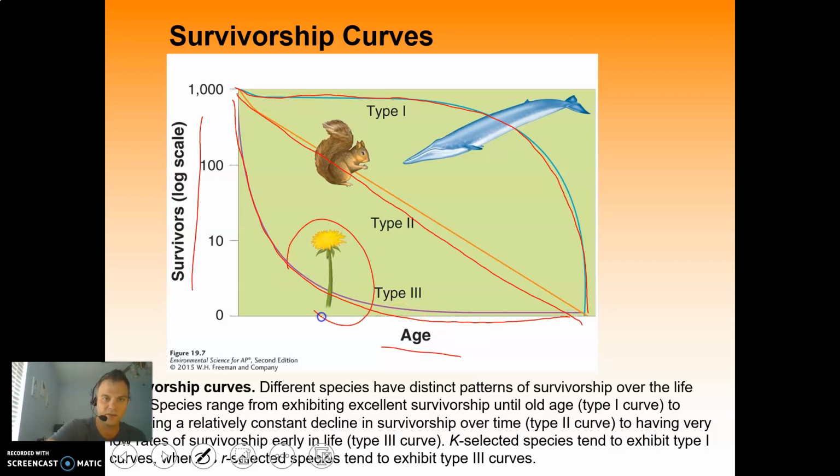So like I said, weeds, type 3. All right, type 1, with your K-selected species, are going to be like whales, different mammals, things like that. And type 2, squirrels, rodents, different things like that are going to be your type 2 species.